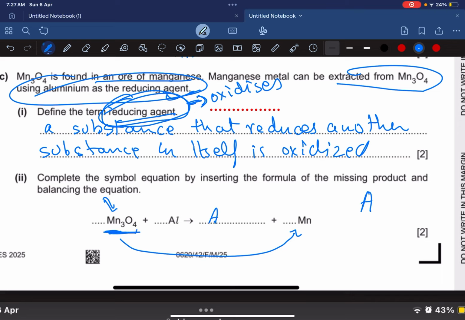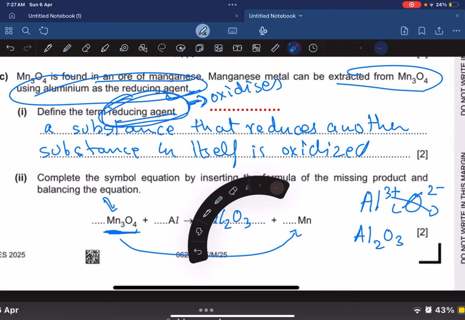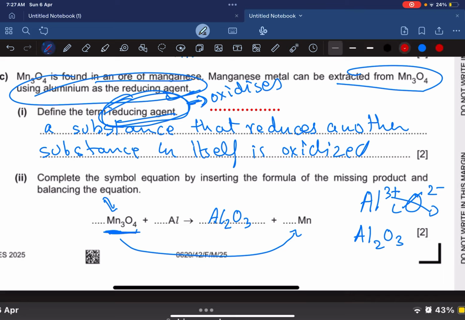Remember aluminum is 3 plus, oxygen is 2 negative, so the oxide is going to be Al2O3. Why? This 3 comes over here, this 2 comes over here, so it's Al2O3. So Al2O3 is going to be the oxide of aluminum. Now you just have to balance it out. How do you balance it? Balancing is a hit and trial method. There is no exact method which tells you how to balance. Just see it, try to figure it out.